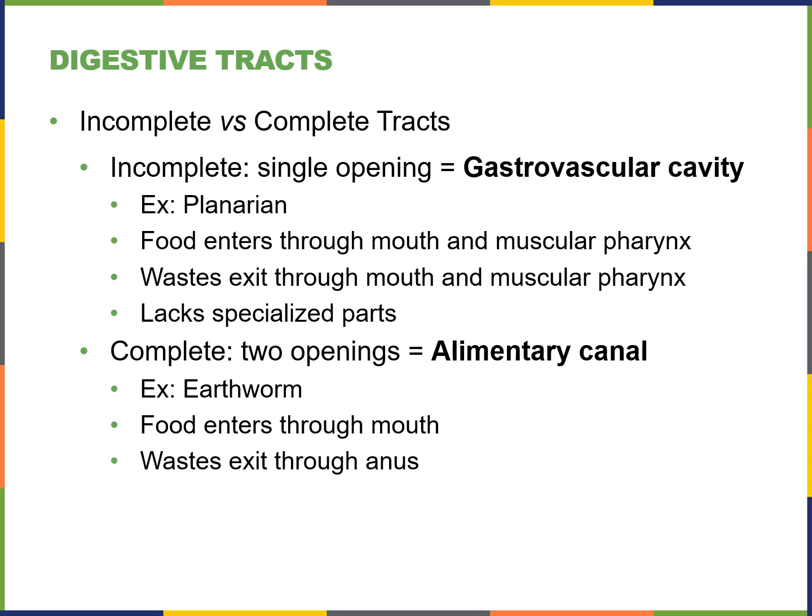So getting into digestive tracts, what those look like, we have incomplete versus complete digestive tracts. Incomplete means there's a single opening, which is called a gastrovascular cavity. Food is entering through the mouth and exiting through the mouth as waste. And there's no specialized parts or anything. So this is an example of a planarian. This does not apply to humans. Again, just briefly going over this. And then we have a complete digestive tract, two openings, referred to as an alimentary canal. This humans do have. Food enters through the mouth and waste exits through the anus.